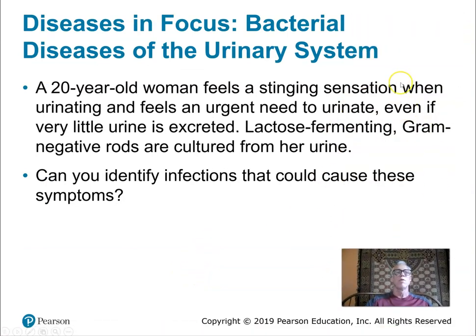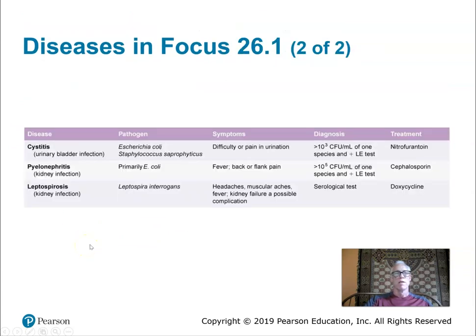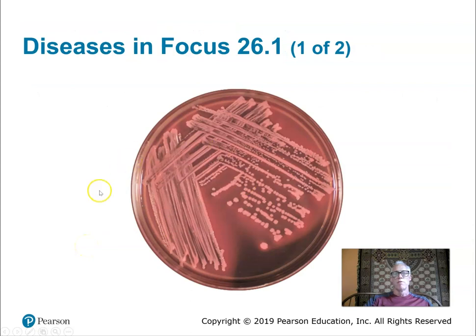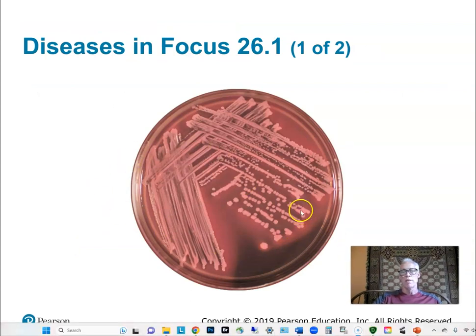So a 20-year-old woman feels a stinging sensation when urinating, feels an urgent need to urinate even if very little is excreted. Lactose fermenting gram-negative rods are cultured from urine. What is the likely cause? And you may remember E. coli are lactose fermenting, and then they're gram-negative bacilli. And since E. coli is by far the most common cause of UTIs, that would be a good guess for this one. There's a picture of probably MacConkey agar with E. coli growing on there that are fermenting the lactose.